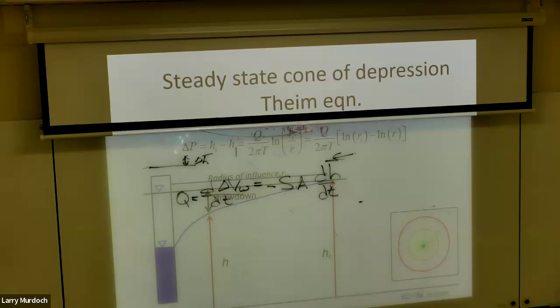Okay, so I showed a plot like that earlier. You can see those contours. That's this function here contoured up.